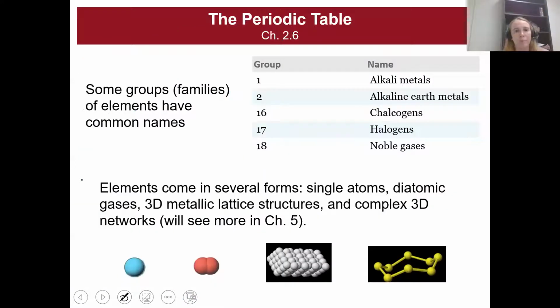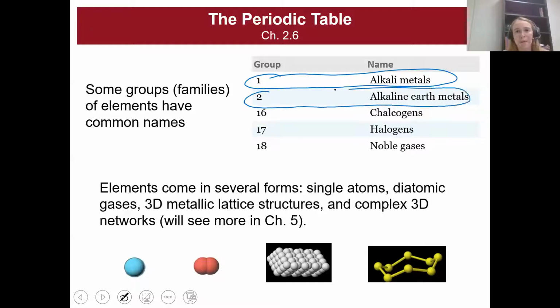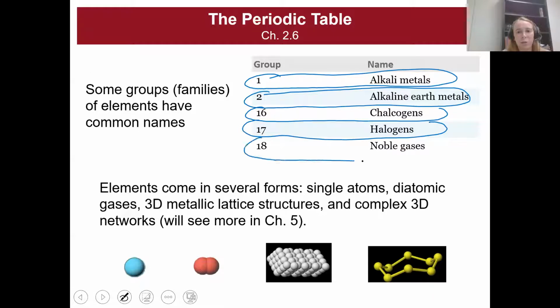All right, cool. So some groups or families of elements have common names. For example, group 1 are the alkali metals. Group 2 are the alkaline earth metals. Group 16 are called chalcogens. Group 17 are called halogens, and group 18 are the noble gases. So we'll talk more about all of these families of elements later, but try and remember those five names for the families of elements.